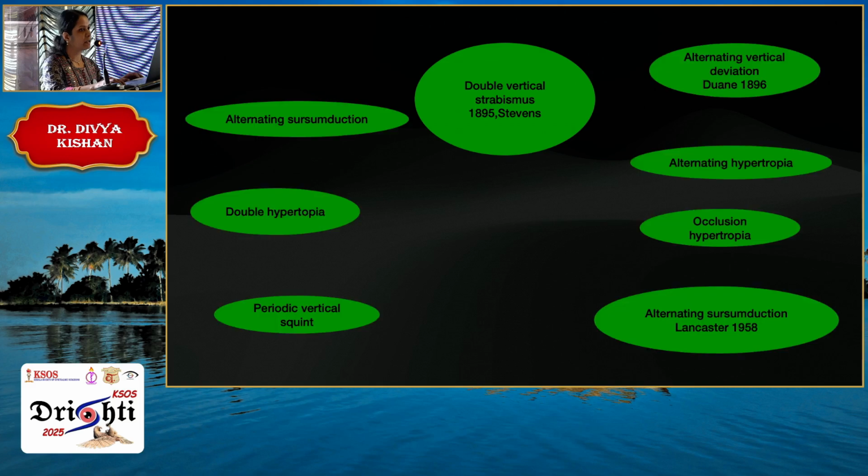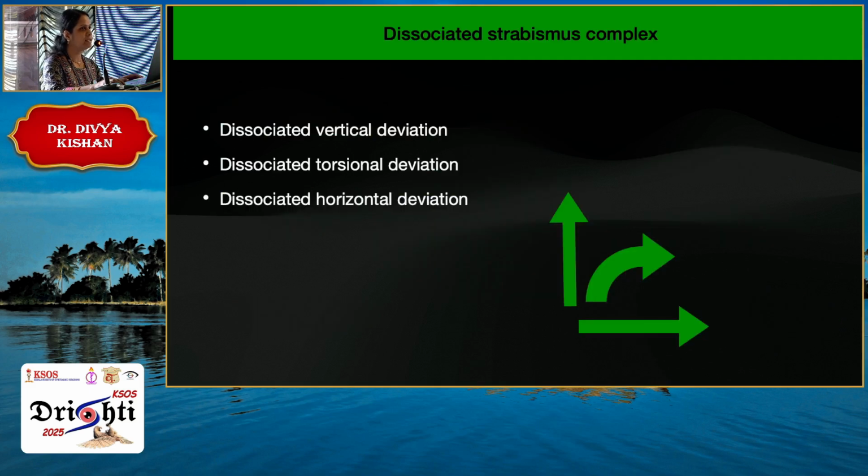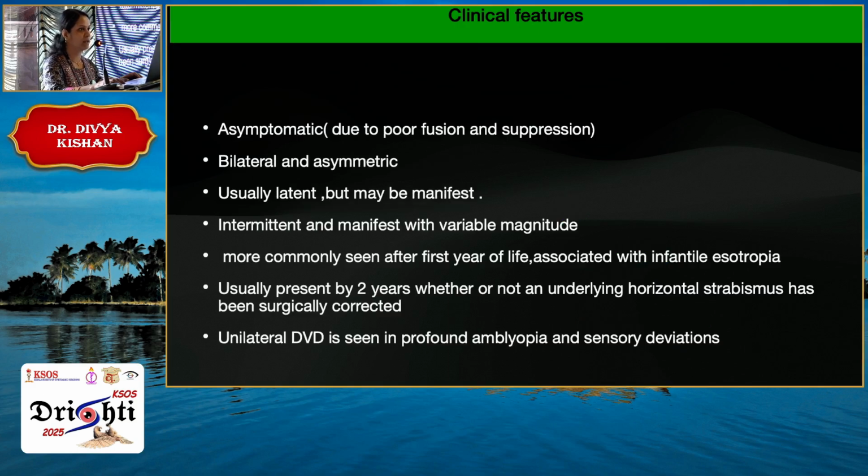It was first introduced in 1895 by Stevens. There have been many names for it, but the most popular one that we use routinely is dissociated vertical deviation, coined by Bielschowsky in 1938. But a more comprehensive name would be dissociated strabismus complex, because it is not only the vertical deviation that is there, you also have a torsional and a horizontal deviation, which is of equal importance.